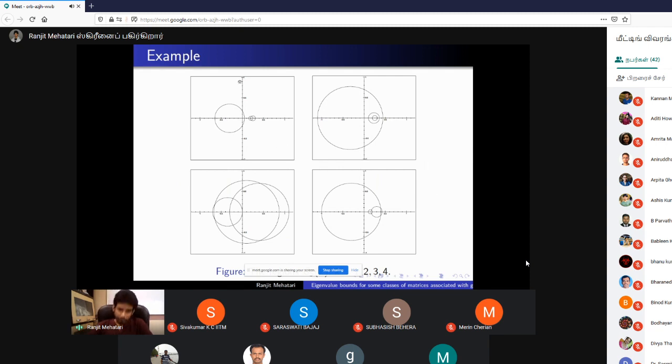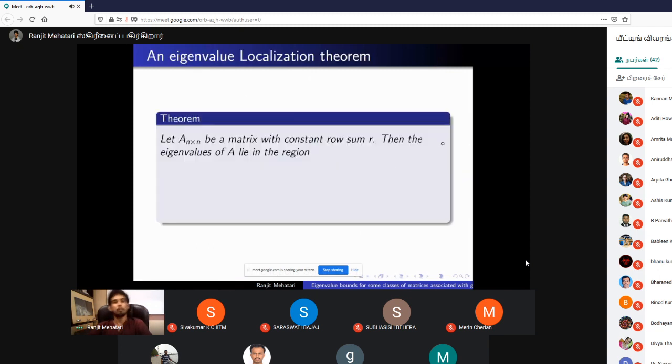Right? So, using this fact, we state the following result. Let A be an n by n matrix with constant row sum R. Then all eigenvalues of A lie in the region intersection over i equals 1 to n of (G(A_i) union {R}). So G(A_i) gives you the Gershgorin region for the matrix A_i, and we are taking the union with R. So we are including the eigenvalue R also.